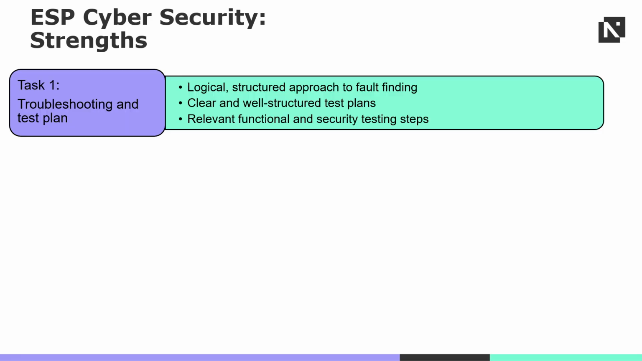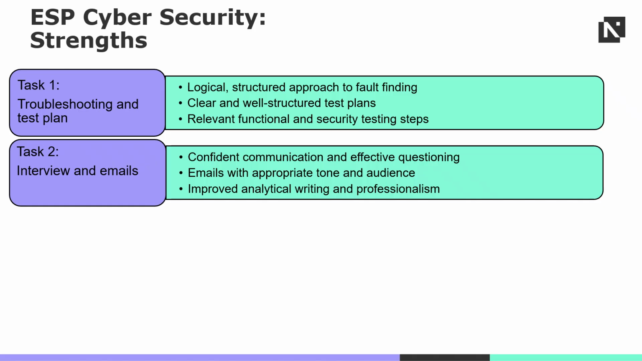So strengths here for task 1, many demonstrated a logical structured approach in their fault finding reports. Test plan layouts were clear and well structured and headings followed correctly, and students used relevant functional and security testing steps. In task 2, students communicated confidently and used open questions effectively, and many achieved high marks for email writing, adapting tone for both technical and non-technical audiences. And analytical writing and professionalism improved compared to previous series.